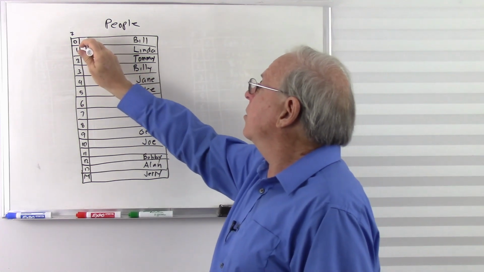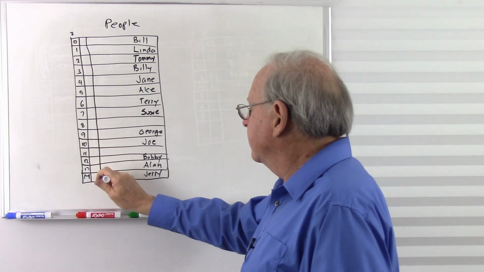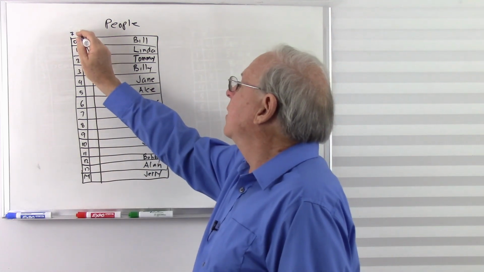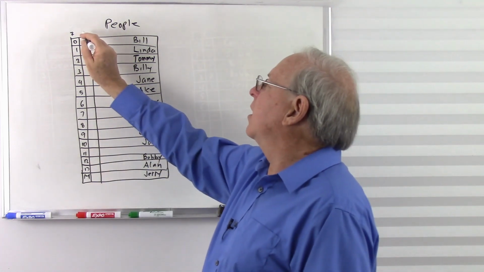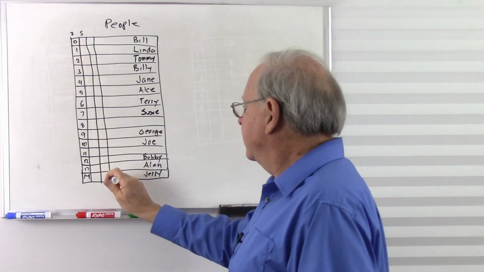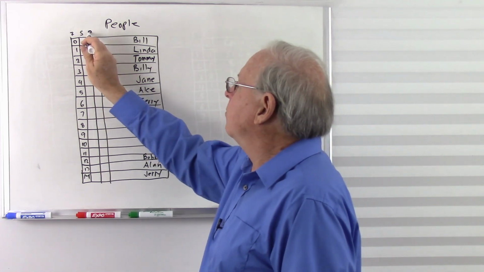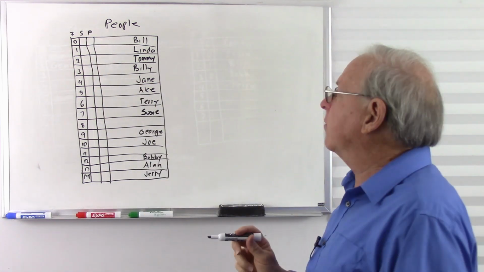So each person is going to have or not have a spouse. So let's just leave that at spouse. We'll have another column for parent. Somehow I think I'm going to need one more column. We'll see if this works out.